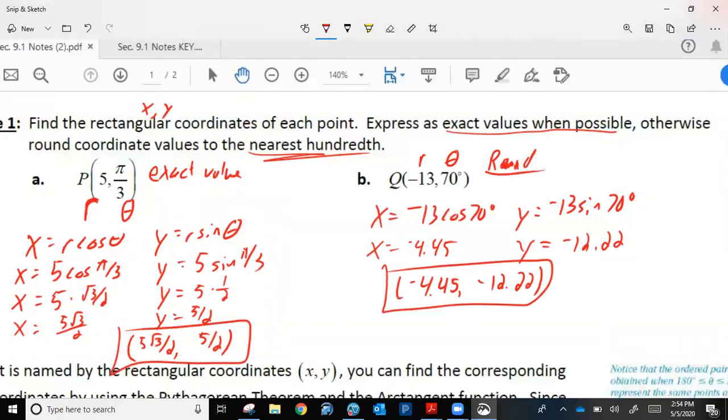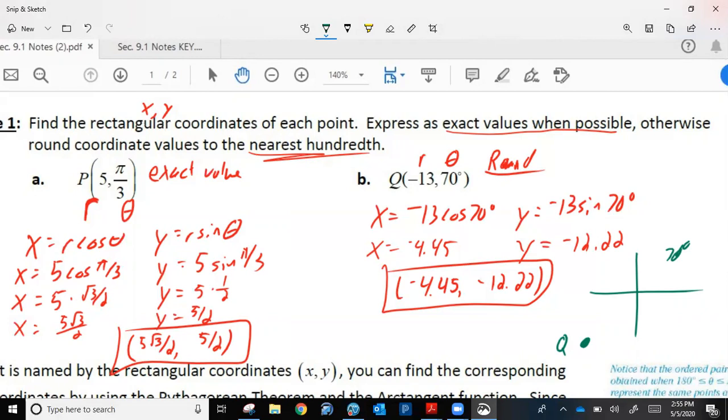That might not make sense if you look at this point, negative 13, 70 degrees. A lot of people say, hey, 70 degrees, that's in the first quadrant. But remember from last class, we discussed how if 70 degrees is out here, you find the angle first when it comes to polar, and then the negative 13 radius tells you to go away from that angle. So point Q is really going to be opposite of that 70 down in this third quadrant, where, yeah, negative 4.45 and negative 12.22 do make a little bit of sense.